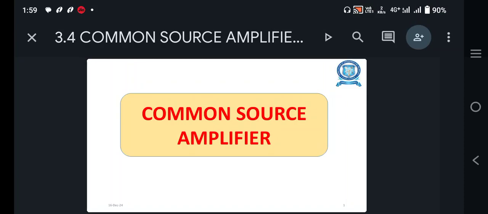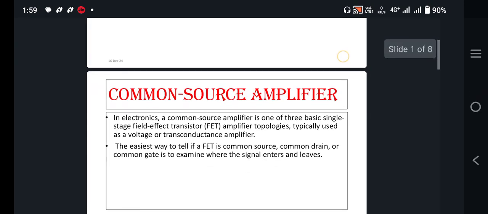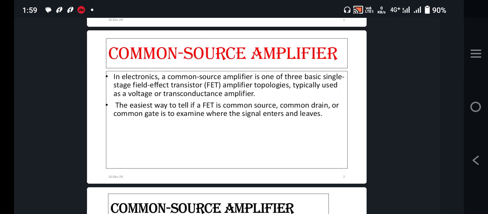The fourth topic in the third unit is common source amplifier. Common source amplifier is one of the three basic single stage field effect transistor amplifier topologies, typically used as a voltage or transconductance amplifier. The easiest way to tell if a FET is a common source, common drain or common gate is to examine where the signal enters and leaves.